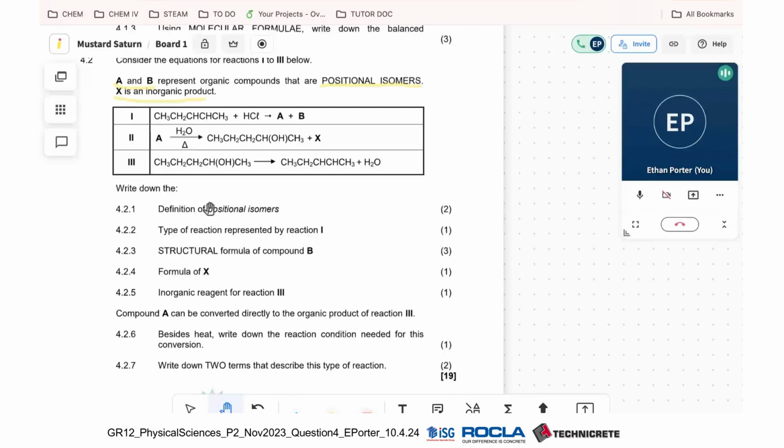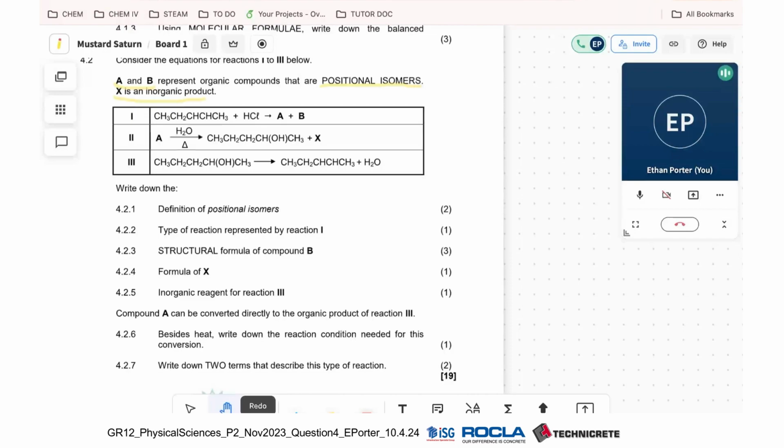So define a positional isomer. You can phrase it however you like. You just have to include some key information, which is all isomers must have the same atoms. So the molecular formula is the same. That's true for any isomer. So compounds with the same molecular formula, but different positions of the side chain. So the arrangement is different.